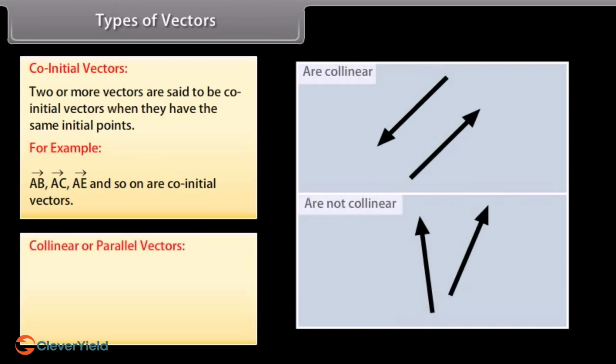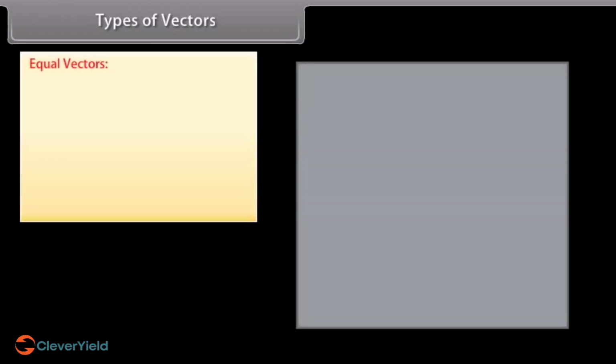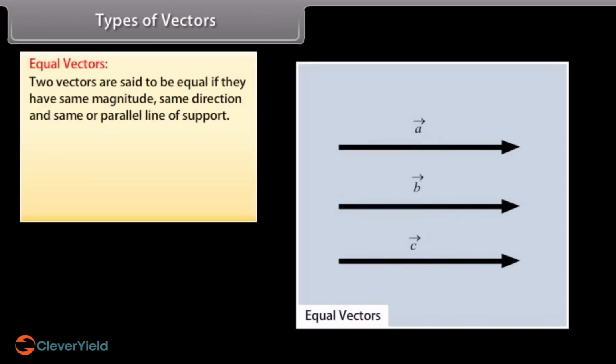Collinear or parallel vectors. Two or more vectors are said to be collinear or parallel when they are parallel to the same line, irrespective of their magnitude and direction. Equal vectors. Two vectors are said to be equal if they have same magnitude, same direction, and same or parallel line of support.